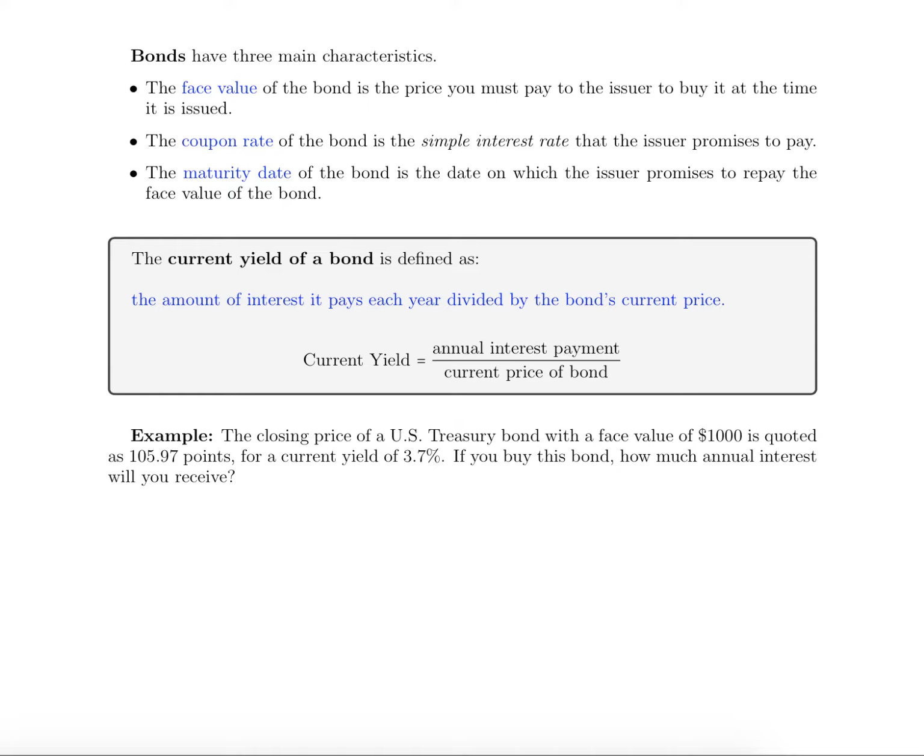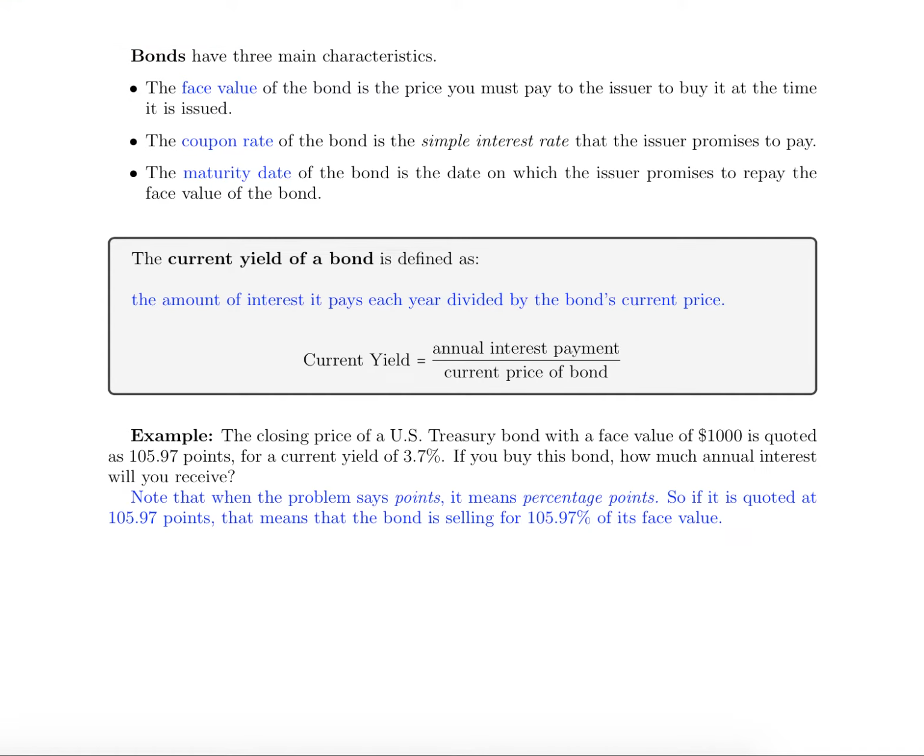Alright, so let's go ahead and note here. The problem says points. What does points mean? Points means percentage points. So if it's quoted at 105.97 points, that means the bond is selling for 105.97% of its face value. So anytime you see points, it just means percentage points.